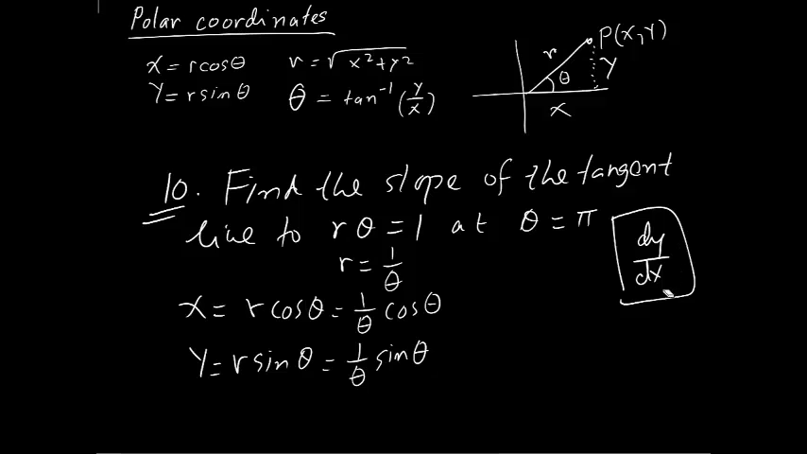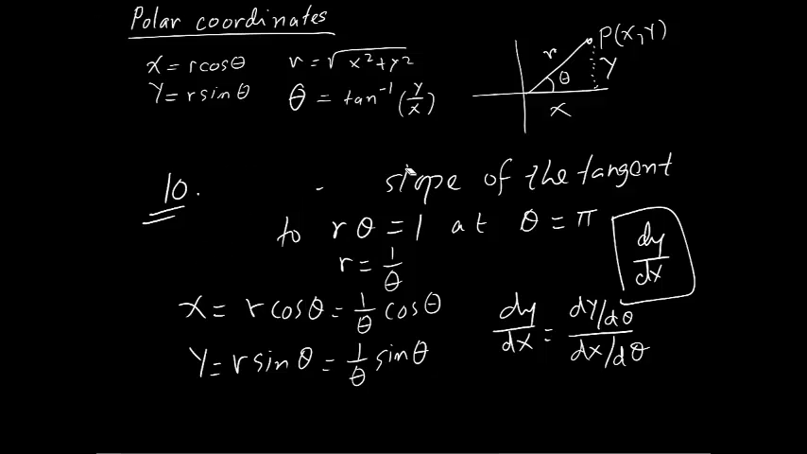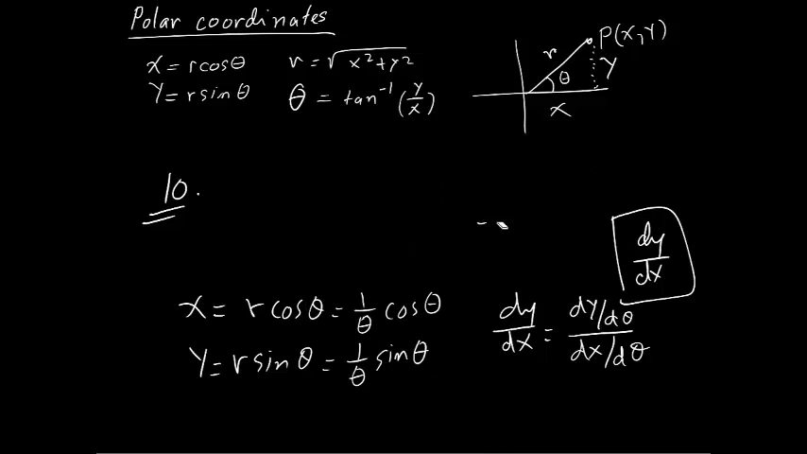Now to get our dy/dx, and since we have parametric form, we can use the parametric form of derivatives. dy/dx is actually the slope of the tangent line, isn't it? And this is dy/d theta over dx/d theta. So that is the idea. Remember that my theta is pi, so we need to find dy/dx at pi.